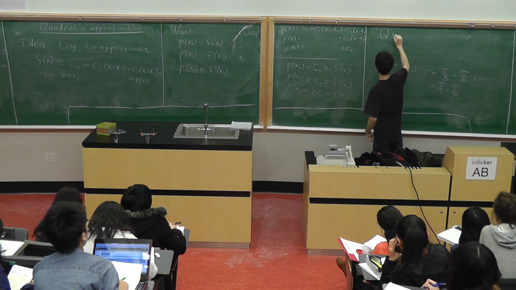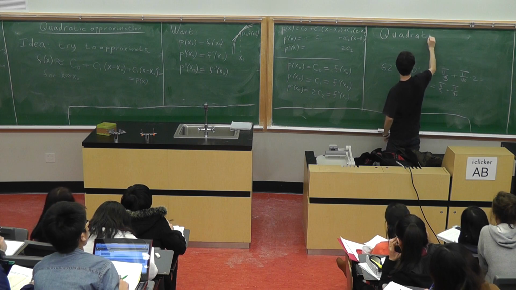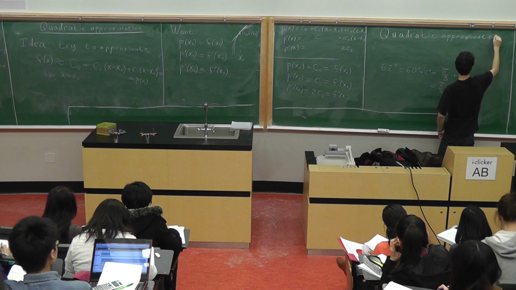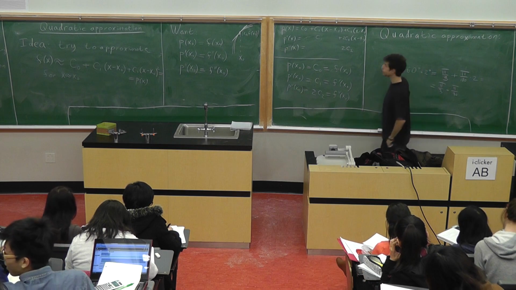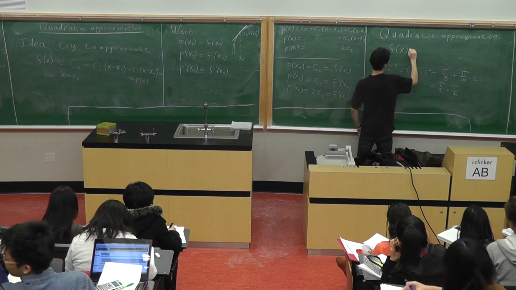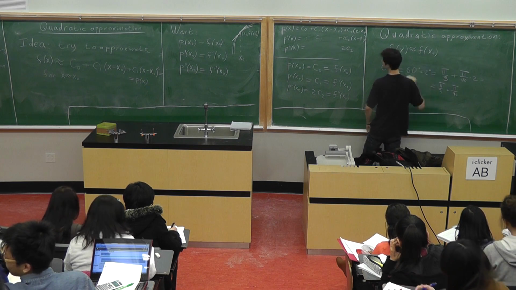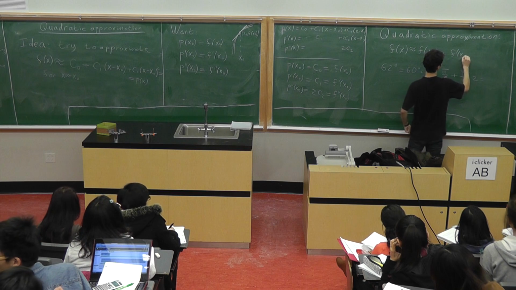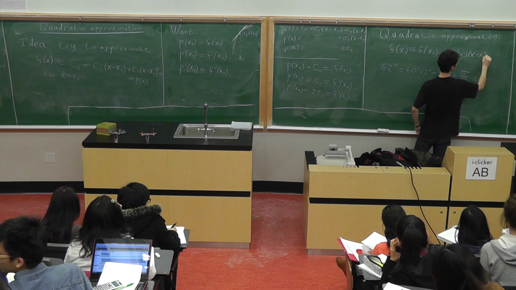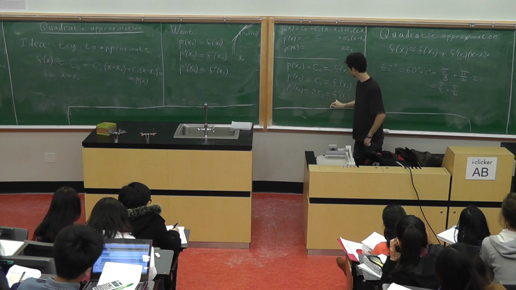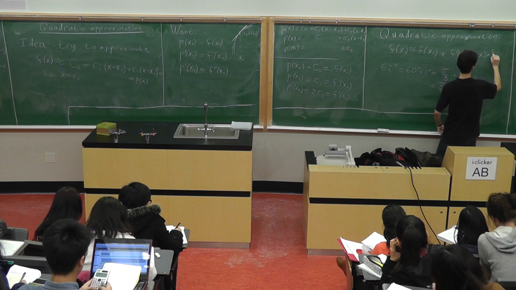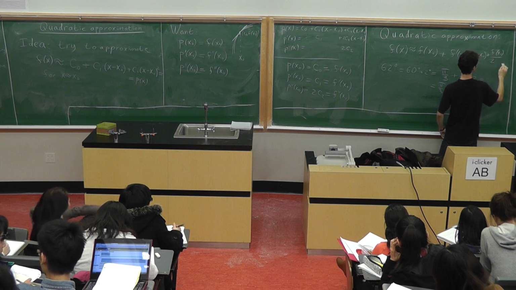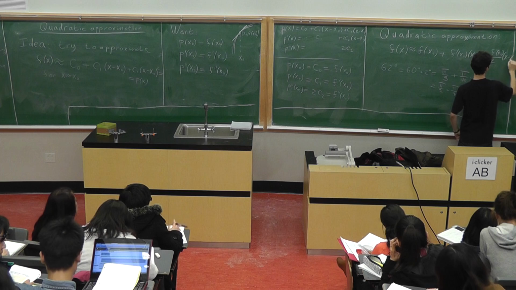And now I'll write down the final answer. What is the quadratic approximation? Well, it looks like this. f of x is approximately f of x naught, that's this number, plus the second number, f prime of x naught, times x minus x naught, and plus this third number, c2, which is f double prime at x naught over 2, times x minus x naught squared.